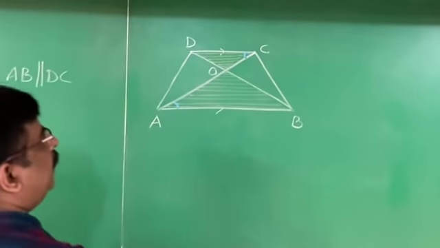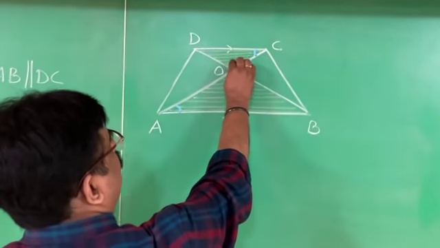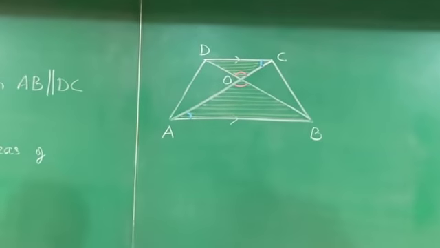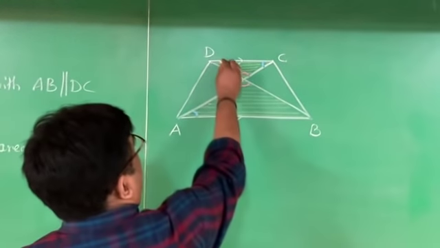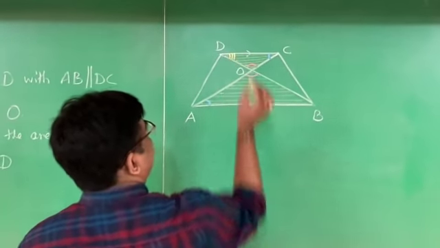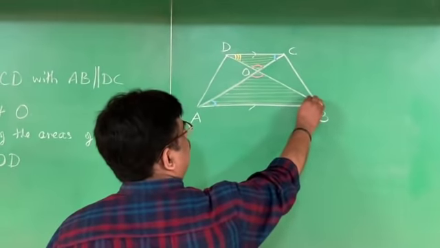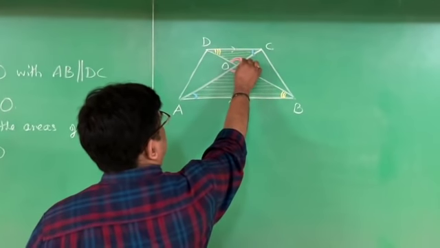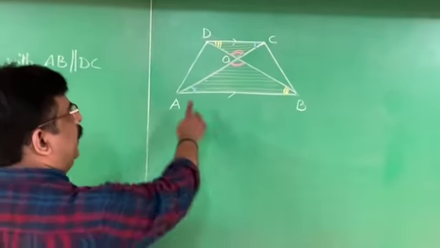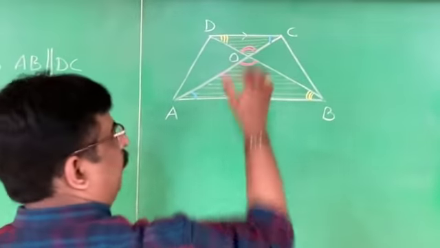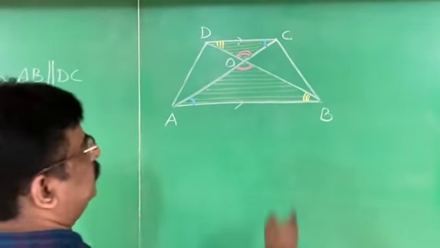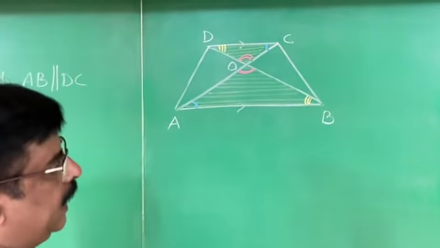Then angle O is equal to angle O. These two are vertically opposite angles. Then angle D is equal to angle B. These two are also what is known as alternate angles. Two alternate angles and one vertically opposite angle. See, I put in a color. A is equal to C, alternate angles. Angle O is equal to angle O, vertically opposite angles. Angle B is equal to angle D, they are alternate angles.